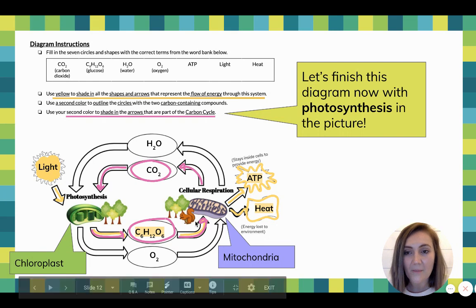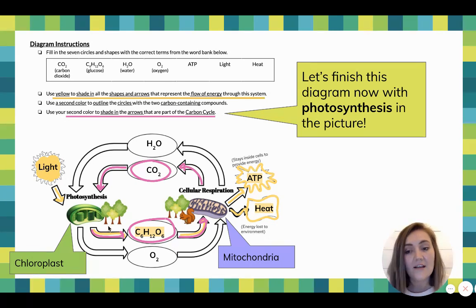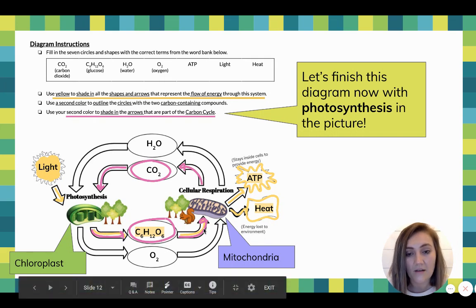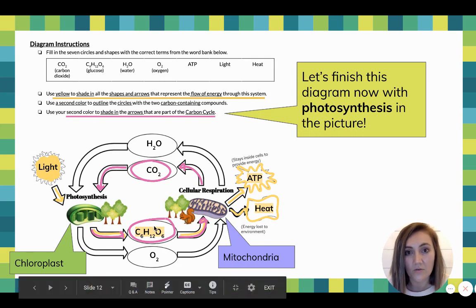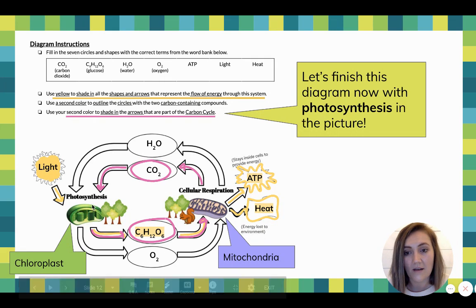So just to recap, yellow is showing you the transfer of energy. So we're going from light energy into the form of glucose, which is chemical energy, and then releasing that energy from the glucose bonds to form ATP or release as heat. So that's the yellow. The pink is showing you the cycling of the carbon elements. So carbon dioxide and the carbon in glucose. So that's being cycled back and forth.